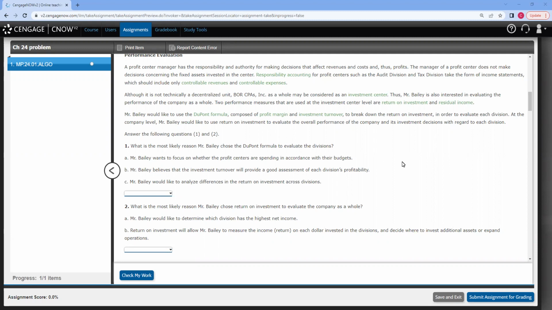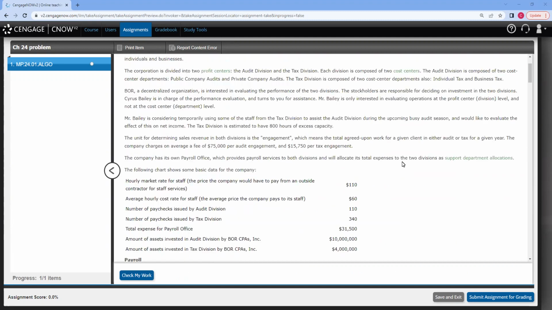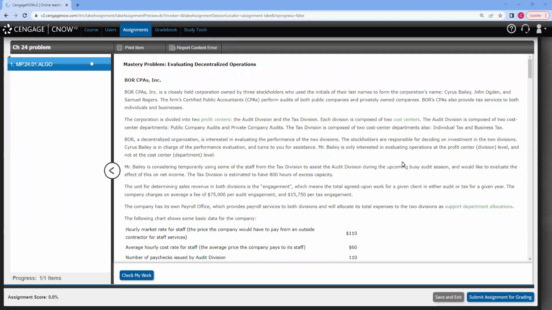Hello, we are meeting today to talk about the Chapter 24 problem. This is going to be a very brief, hopefully, tutorial. I'm going to go through each part of the problem and give you some explanation of how to find the answers or how to find the solution.